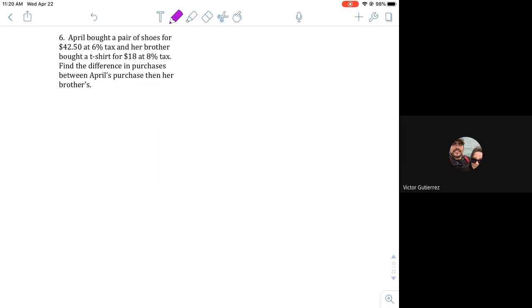April bought a pair of shoes for $42.50 at 6% tax, and her brother bought a T-shirt for $18 and 8% tax. Find the difference in purchases between April's purchase and then her brother's purchase.